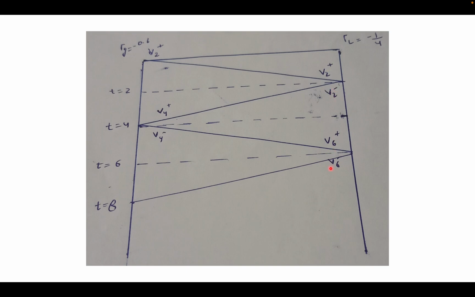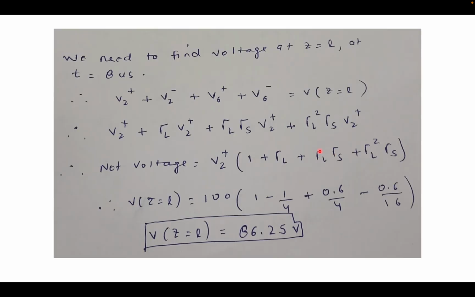If I ask for the voltage at Z equal to 0 at T equal to 8 microsecond, it will be a five-term sum: V2 plus, V4 plus, V4 minus, V8 plus, V8 minus. But since the question asks for the load voltage at Z equal to L, you will have a four-term sum. So what I have written here is V2 plus, V2 minus, V6 plus, V6 minus, and that is the total voltage at T equal to 8 microsecond at the load end.